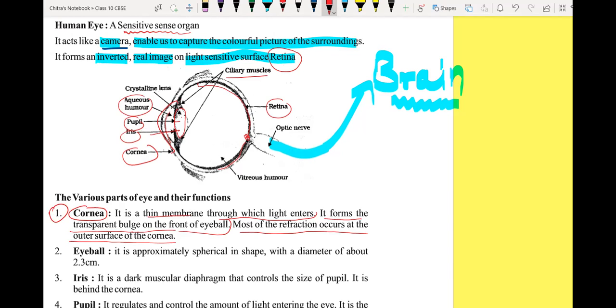Now, next we have the eyeball. The eyeball is almost spherical in shape, like a sphere, having a diameter of about 2.3 centimeters. Then we have the iris. The iris is the dark muscular diaphragm that controls the size of the pupil. Whatever amount of light is going to enter the eye lens is controlled by the pupil, and the pupil is controlled by the iris. It is just behind the cornea, present in the eyeball.